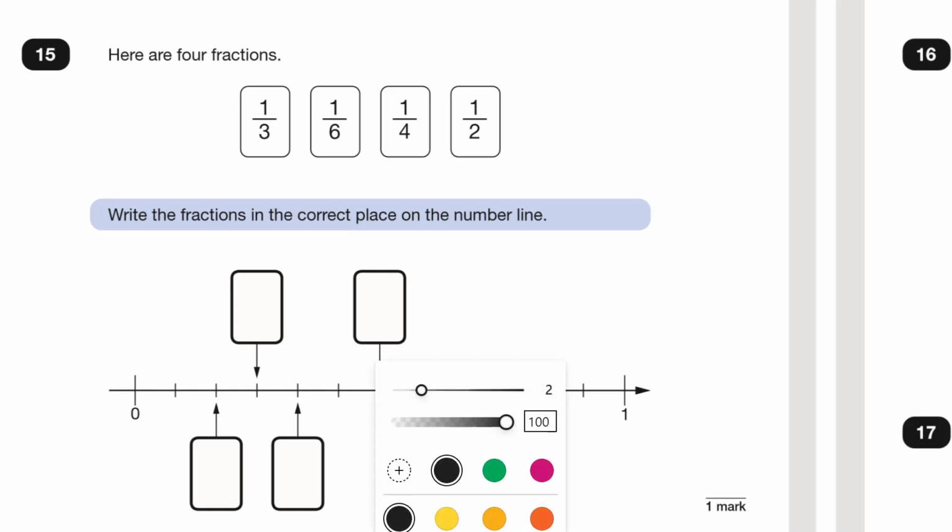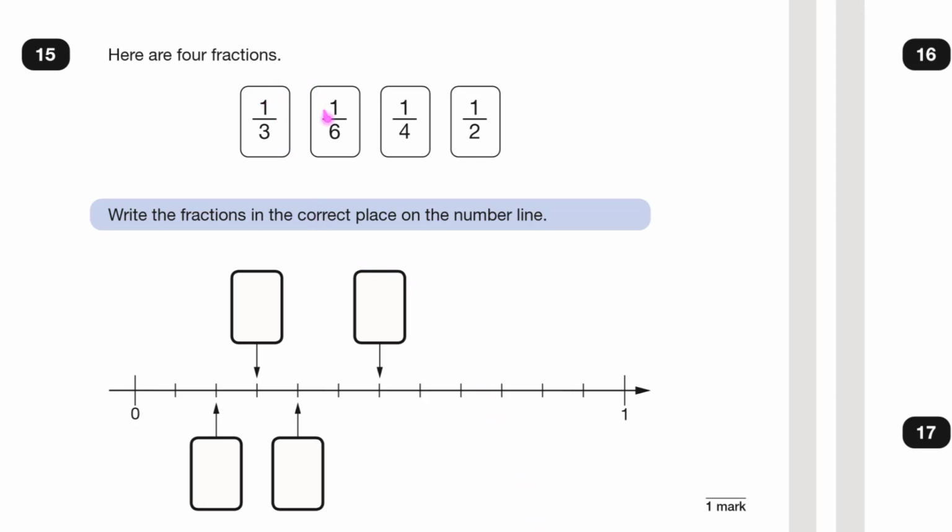Question 15. Here are 4 fractions. So we've got 4 cards here with a different fraction on each. Write the fractions in the correct place on the number line. So we have a number line that is between 0 and 1 because these fractions are less than 1. So it's about ordering these fractions.